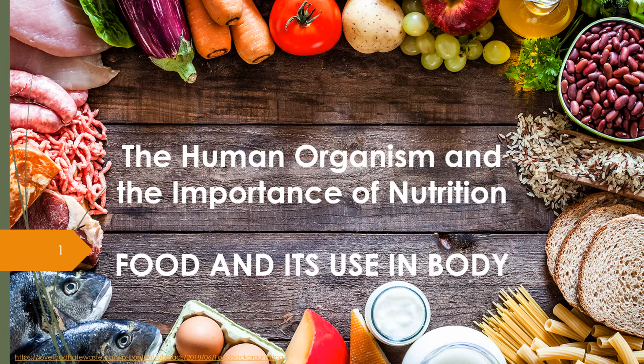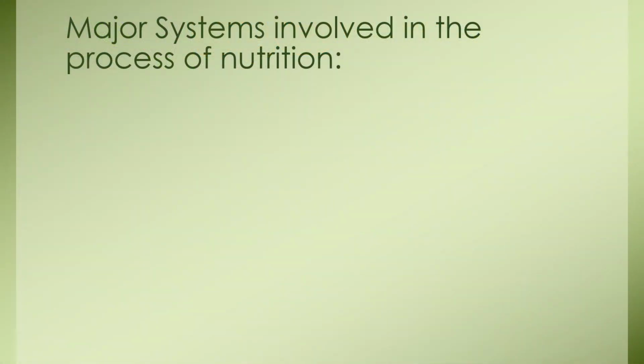So this video is the first part of chapter 6 of your book, okay? We are going to talk about food and its use in the body. There are 4 major systems that are involved in the process of nutrition.